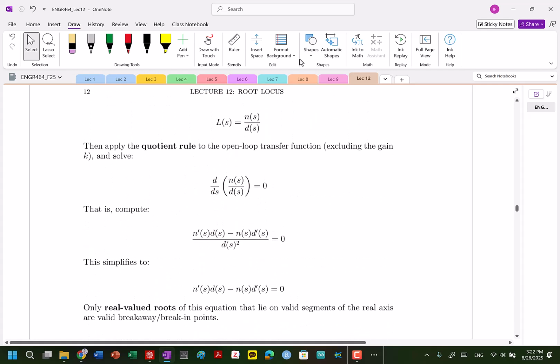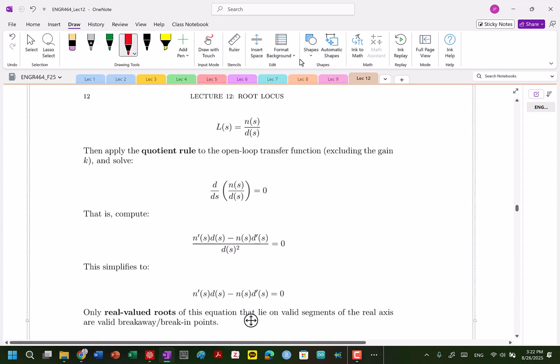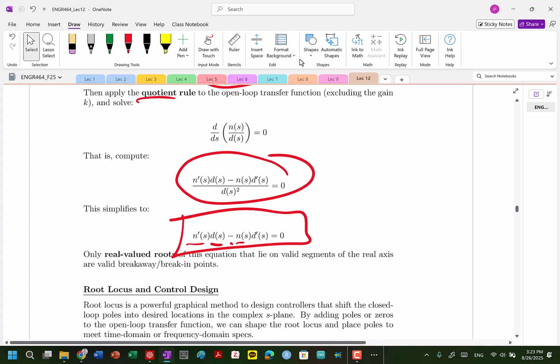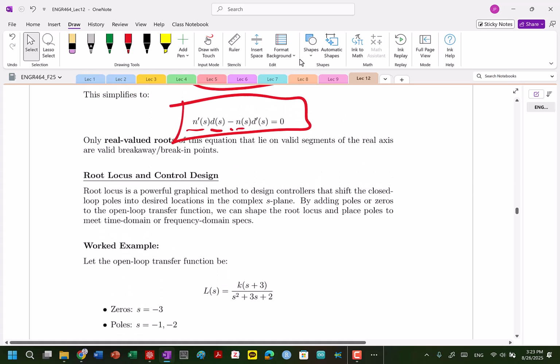To calculate those points, we're going to use basically the quotient rule. So if we have a function here, we're just going to compute this derivative: the derivative of n, the numerator, times the denominator, minus the numerator of s times the derivative of the denominator, all of them with respect to s. Only real valued roots of the equation are valid breakaway or break-in points, so they have to lie on that real axis.